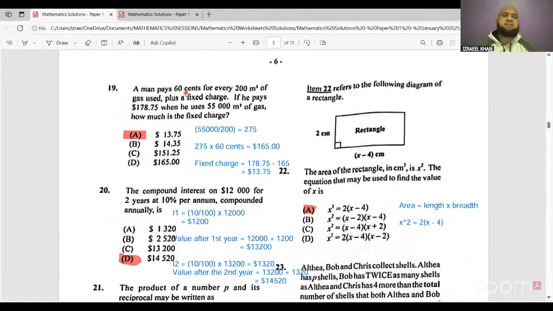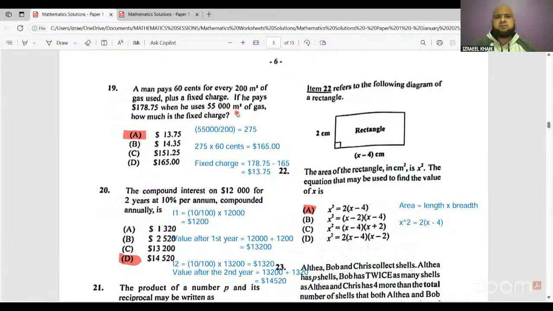$19. A man pays 60 cents for every 200 meter cube of gas used, plus a fixed charge. If he pays $170.75 when he uses 55,000 meter cube of gas, how much is the fixed charge? So I know, students, you must be seeing all these figures and wondering where to begin. First thing we need to establish: the last thing that was said is the 55,000. That's important. Sometimes the last thing that you end with is the first thing you start with.